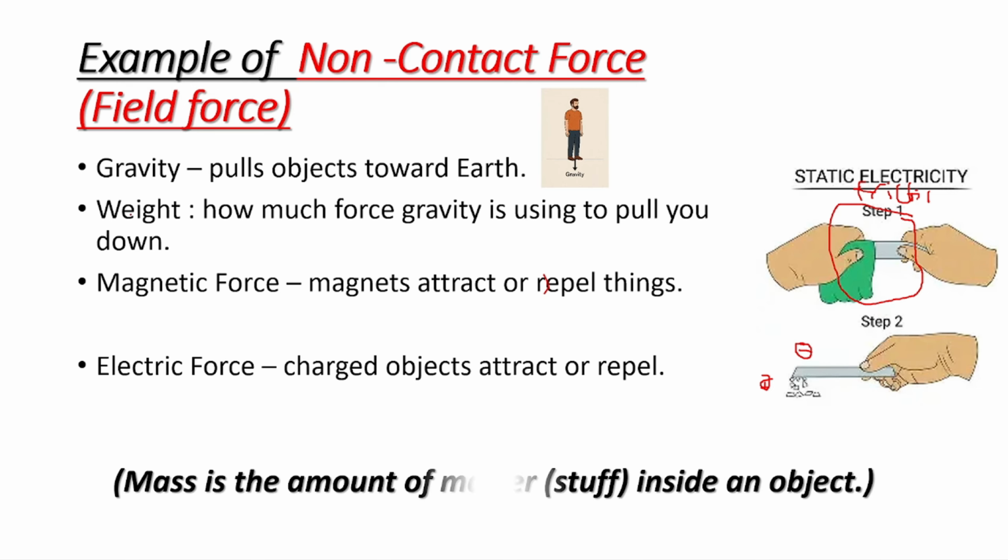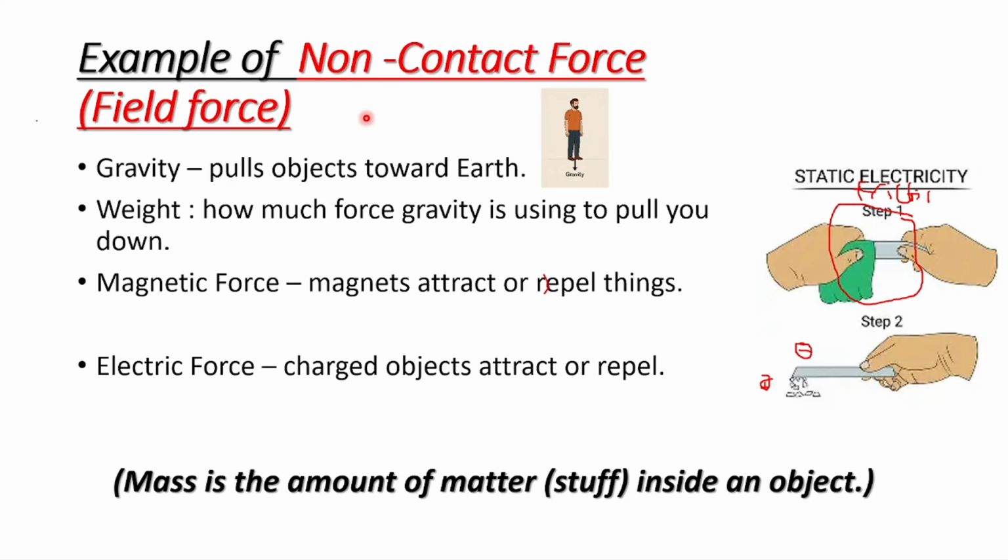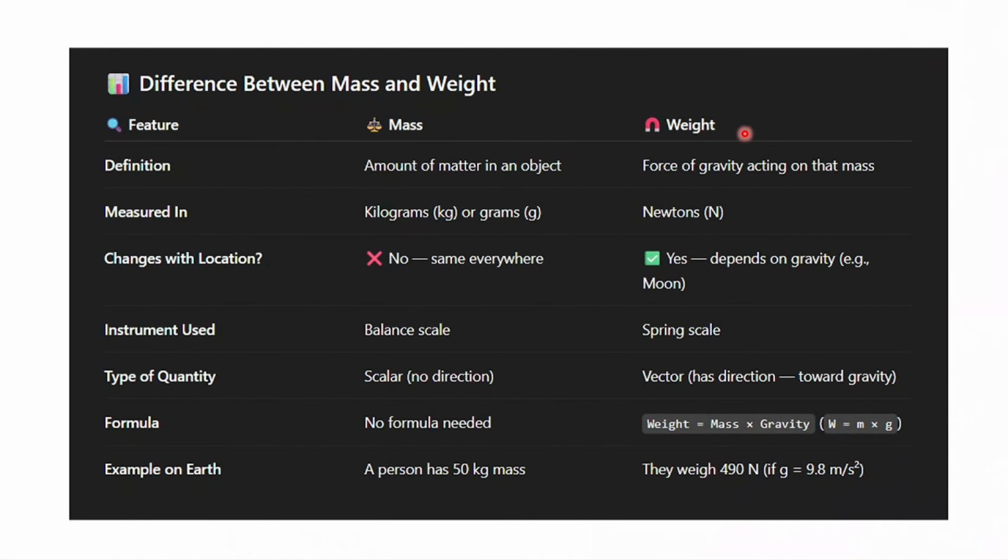So now let me tell you the difference between weight and mass. Mass is the amount of matter in an object, like the amount of stuff in an object. The amount of stuff in me is 60 kg. So that's my mass, not my weight. And weight is the force of gravity acting on that mass. Weight is how much of the gravitational pull is pulling you down. So mass is measured in kilograms and weight in newtons. Since weight is a force, a non-contact force, it's measured in newtons. All forces are measured in newtons.